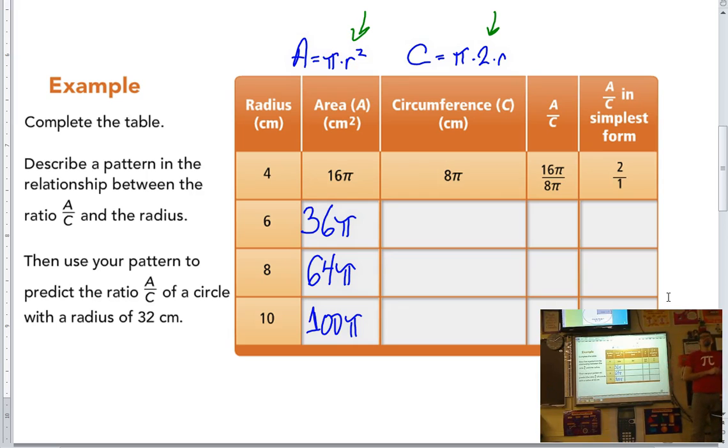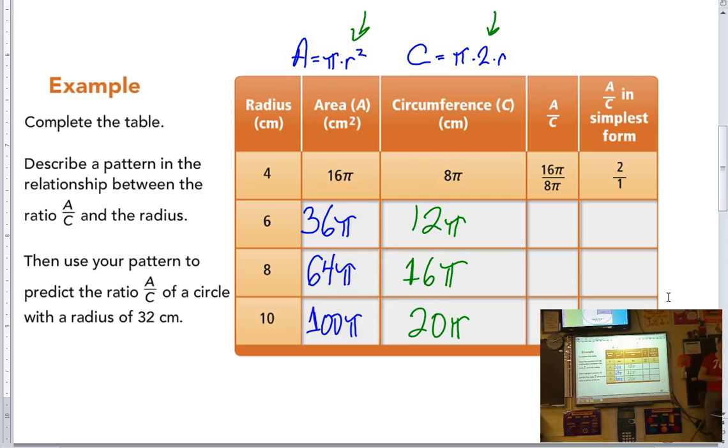Yeah? Did you divide to get the circumference? Ooh, that's what we're trying to figure out. Is there a common theme with how area and circumference are related to each other? So if I try to get my circumference here, I double my radius, double 6, 12, then I multiply by pi. I double my radius 8 and multiply by pi. And I double my radius of 10 and get 200 pi. Or 20 pi, sorry.